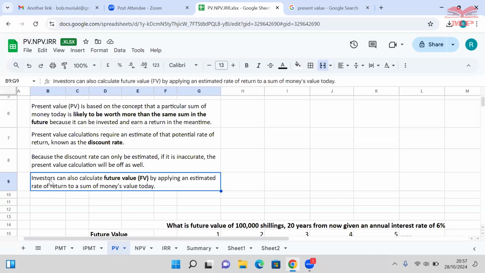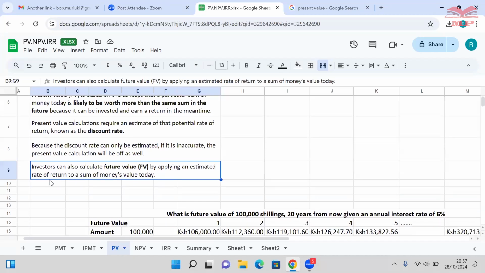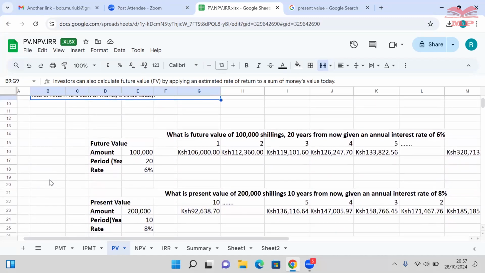Let's say I want 3 million in my account at 10 years from now. How much do I need to put in today? Let's say at 6% interest rate. How much do I need to put today to reach that goal? That is present value. Okay, let's jump into an example.